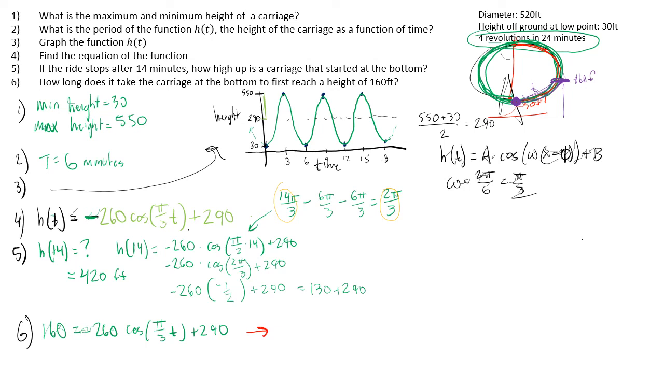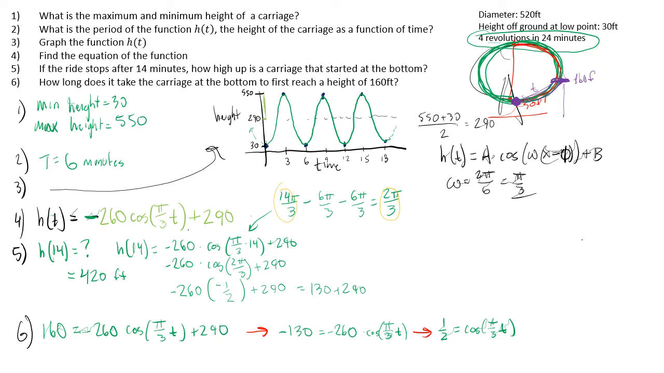But this is going to be negative 130 is equal to negative 260 times the cosine of pi over 3 times t, right? If we divide both sides by negative 260 now, we will get 1/2 is equal to the cosine of pi over 3 times t. And then look what this says, right? The cosine of pi over 3 t is equal to 1/2. Well, think about where on the unit circle is cosine equal to 1/2. The first time it's equal to 1/2.